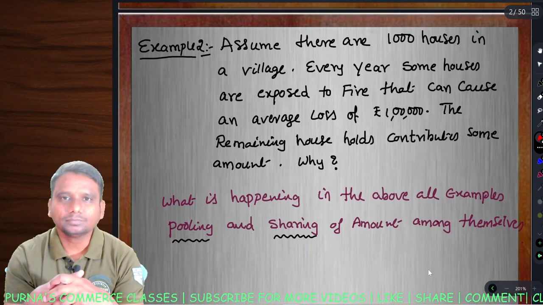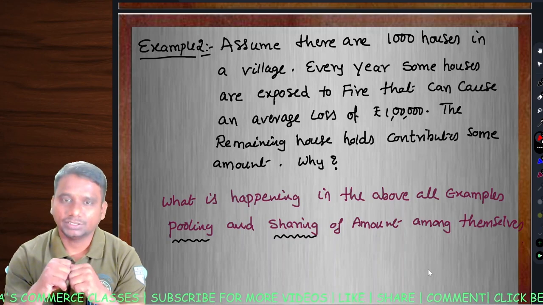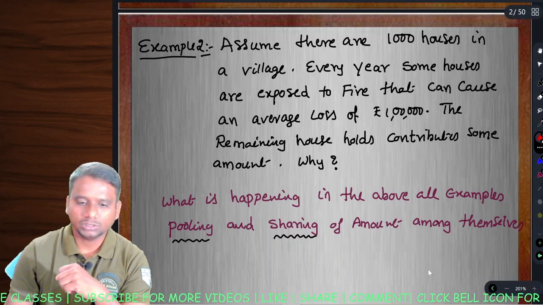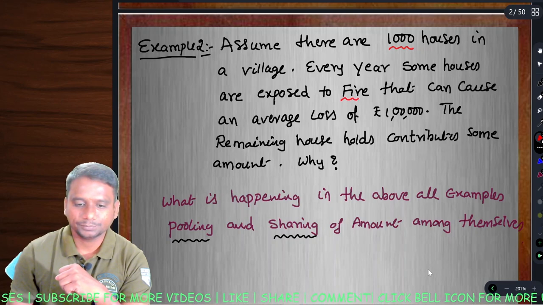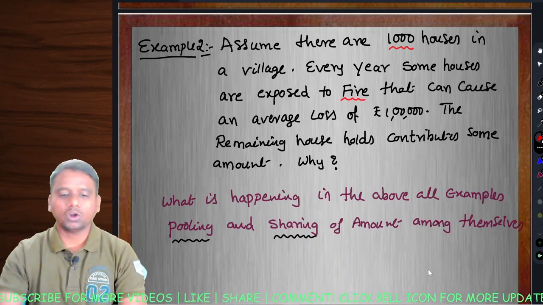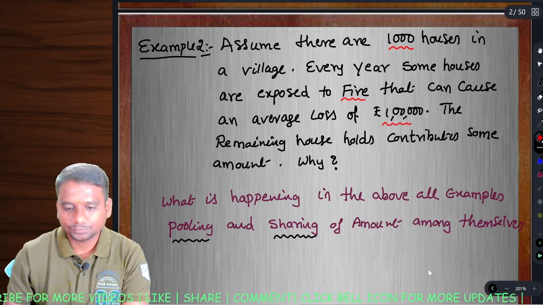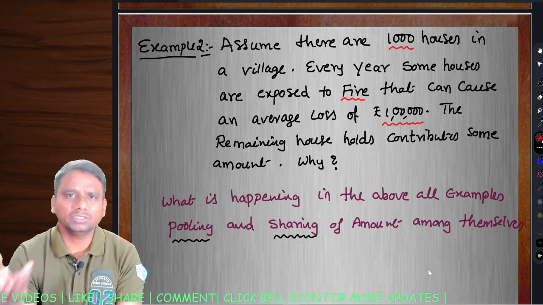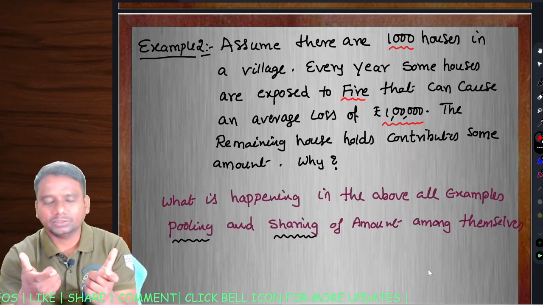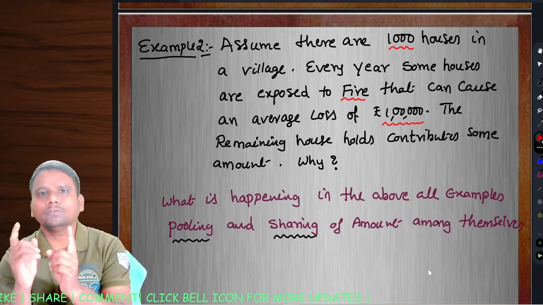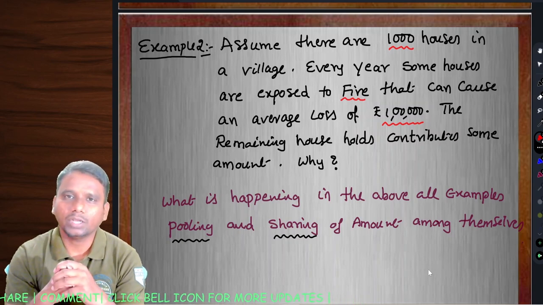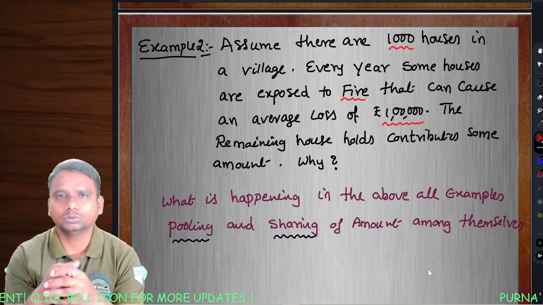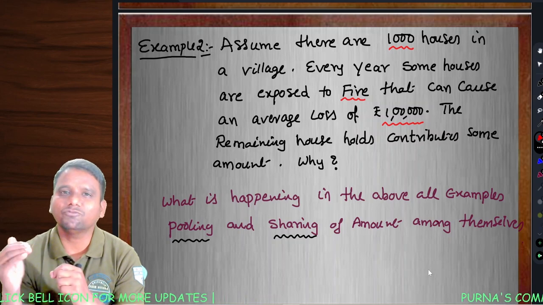Assume there are 1,000 houses in a village. Every year, some houses are exposed to fire. That can cause an average loss of rupees 1 lakh. Not all houses, but some of the houses meet with fire. When fire occurs, on average, there is a loss of 1 lakh rupees per house. Now, when fire occurred, the family who lost the house suffers some financial loss.